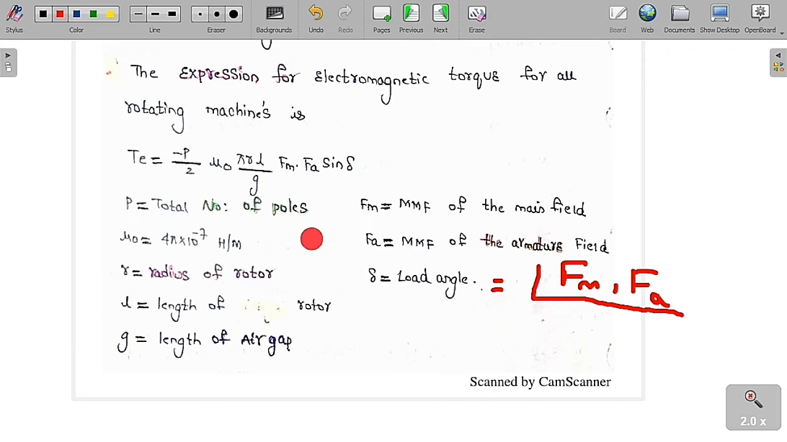So P is the total number of poles and mu naught is equal to 4 pi into 10 to the power of minus 7 Henry per meter. R is the radius of the rotor and L is the length of the rotor. G is the length of the air gap. Fm is called the MMF of the main field. Fa is called the MMF of the armature field. And delta is called the load angle. It is the phase angle between the Fm and the Fa.